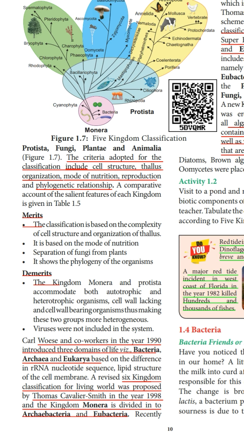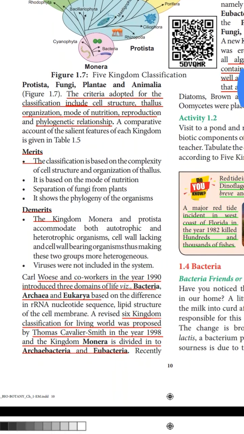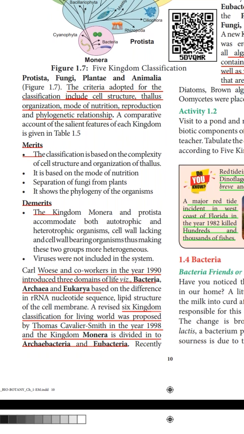Now we are going to discuss the demerits of this classification. The first demerit of this classification: the kingdoms Monera and Protista accommodated both autotrophic and heterotrophic organisms. As we already studied, in Monera and Protista, both autotrophs and heterotrophs were kept together, as well as cell wall lacking and cell wall bearing organisms, thus making these two groups more heterogeneous.